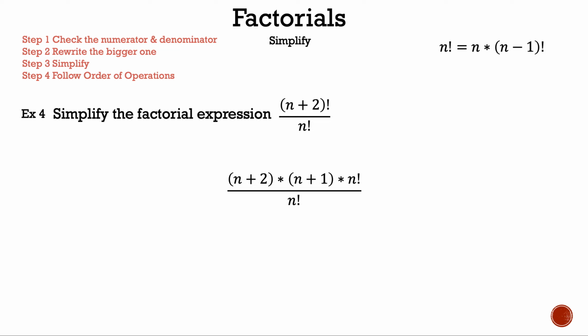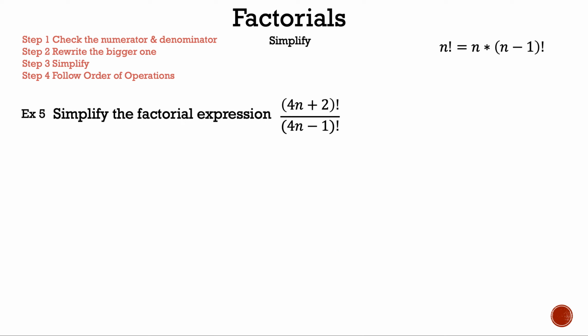over n factorial. Since we have an n factorial in the numerator and the denominator, we can cancel out those terms. So we're left with the quantity of n plus 2 times the quantity of n plus 1. And that is the answer for example 4. Now let's move on to example 5.